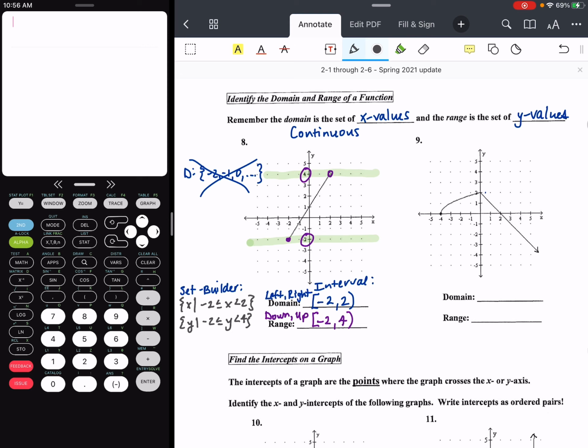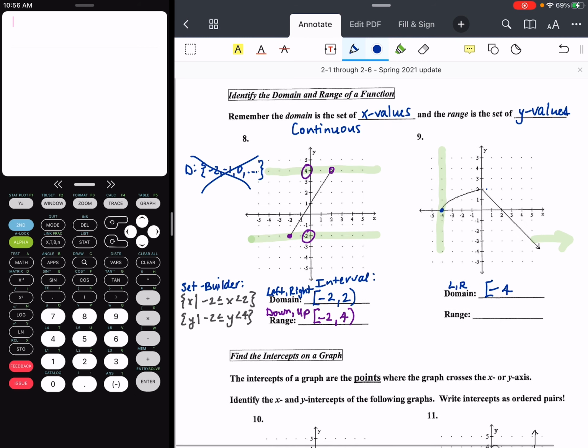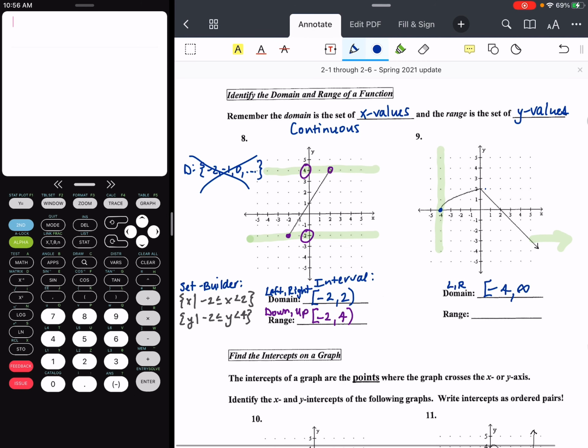Okay. So let's take a look at number 9. Again, first I'll write my domain. This is going from left to right. The farthest to the left my graph goes is -4. And then going to the right, my graph keeps going and going and going to the right. So -4 is going to be my left-hand value for my domain. It's a closed circle, so square bracket. And then going to the right, I'm going to have positive infinity.